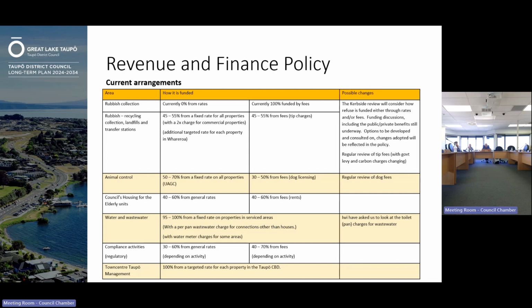Our housing for the elderly units, again, it's somewhere around that 50-50 mark. I think we're towards the lower end of the band, maybe 40% at the moment coming through rates. And that's one that I think we do regularly review each year, but we only put it up by inflation.